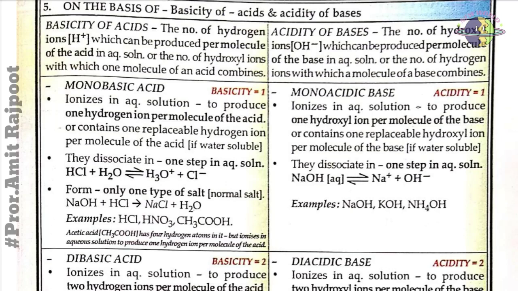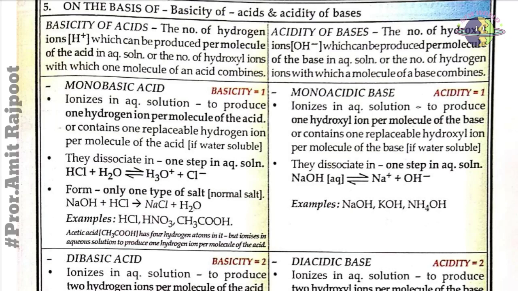They form only one type of salt. NaOH combines with HCl to give NaCl plus H2O. Examples of monobasic acid are HCl, HNO3, CH3COOH. You can see there is only one H in HCl, only one H in HNO3, and one H in CH3COOH. That H shows the weak acid. CH3COOH is a weak acid, whereas HCl and HNO3 are strong acids.